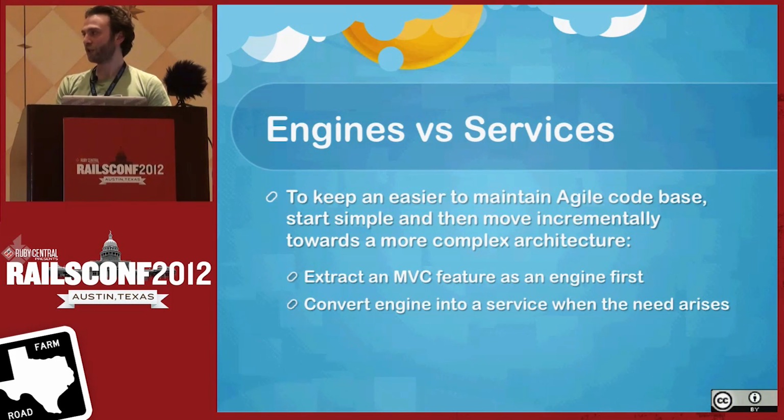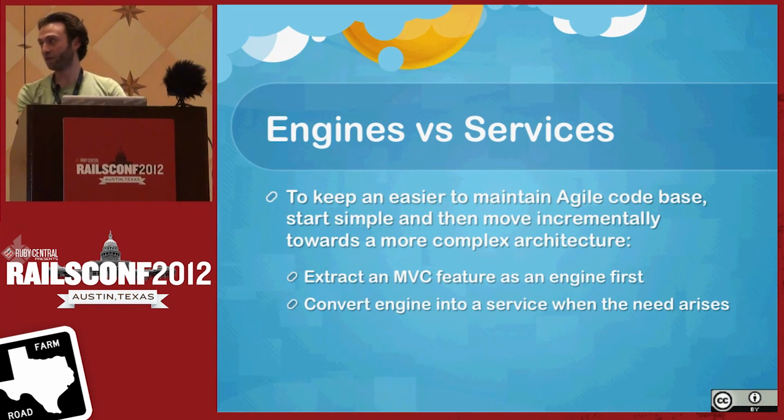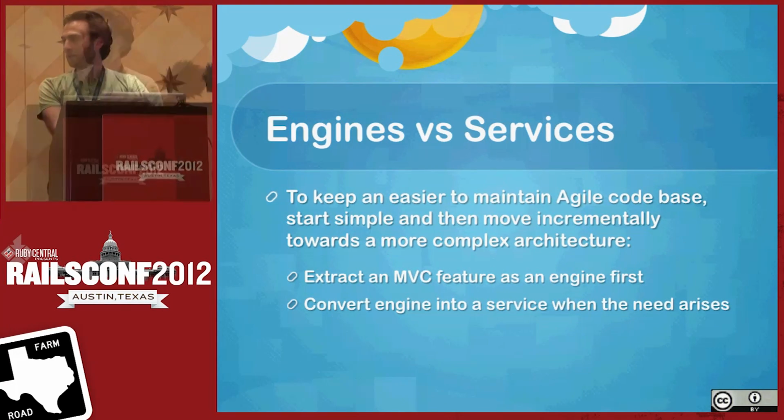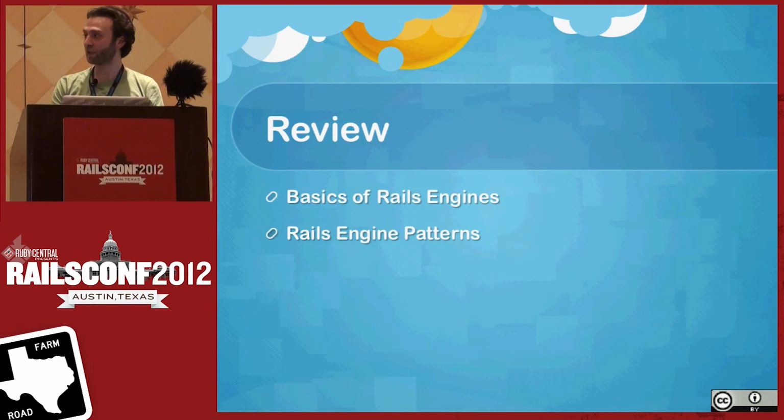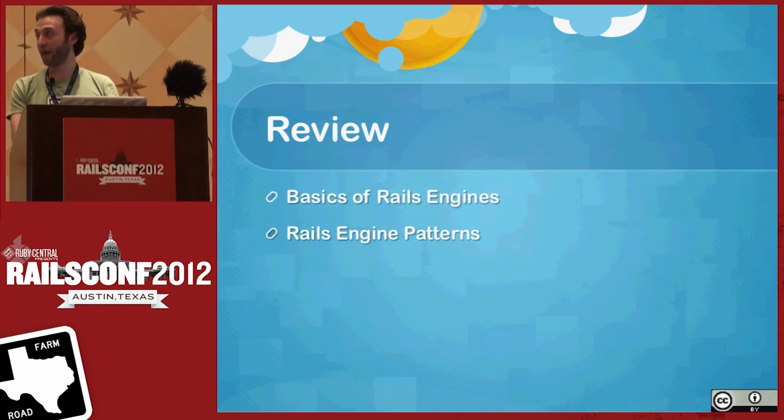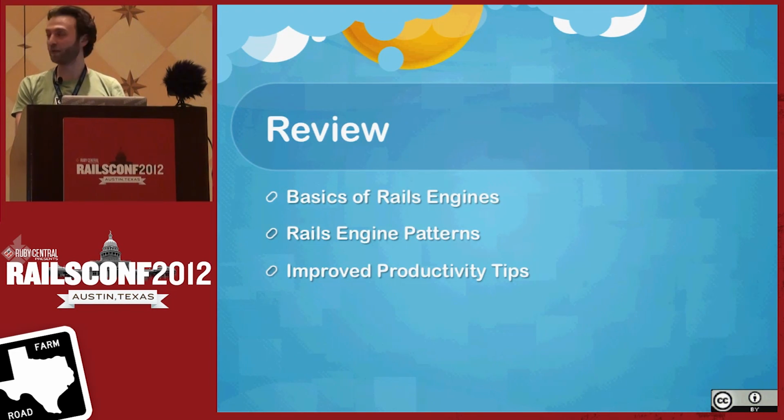Like I mentioned, to keep an easier to maintain agile code base, you probably want to start simple and then move incrementally towards a more complex architecture. So you first extract an MVC feature as an engine, and then you can convert it to a service when the need arises. Just to review, we went over the basics of Rails engines, Rails engines patterns, improved productivity tips, and then finally a summary of benefits and trade-offs.